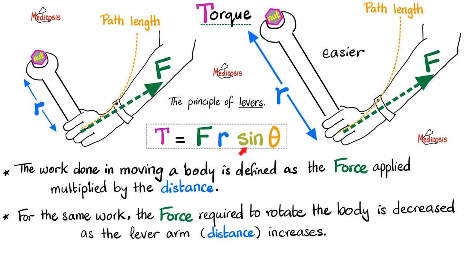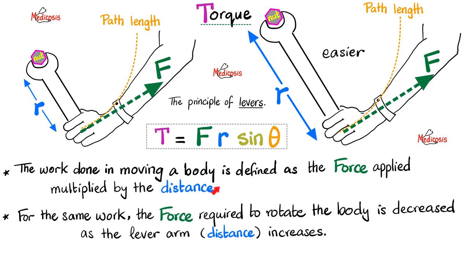What happens when I increase the force? Torque goes up. What happens as this angle increases from 0 to 90 degrees? Torque goes up. Beyond 90 degrees, the sine decreases, so the torque decreases. So the utmost torque is at 90 degrees.